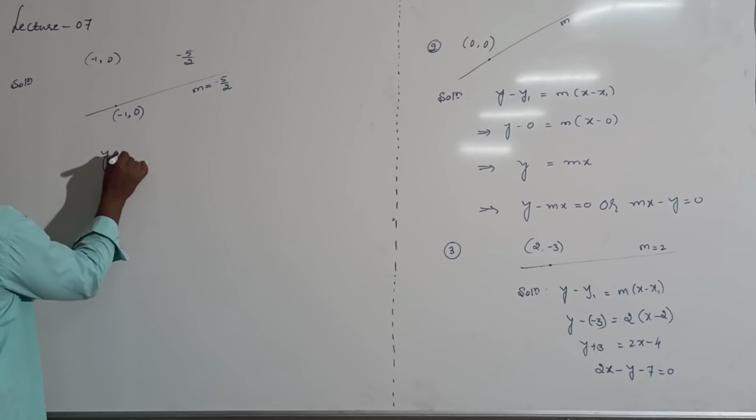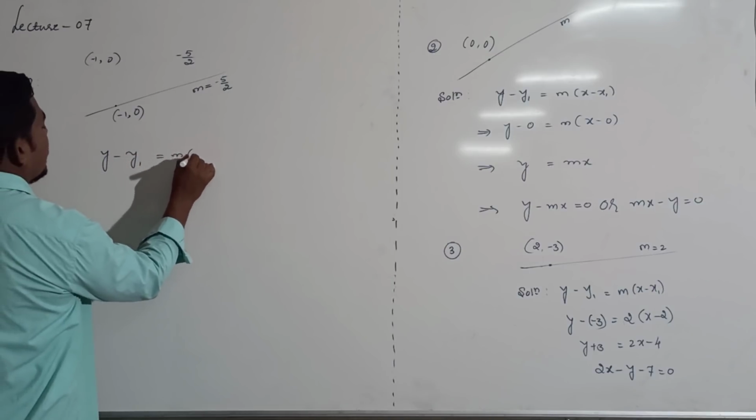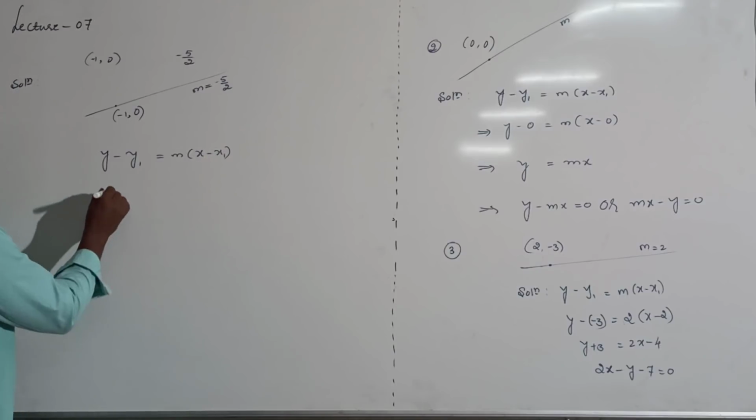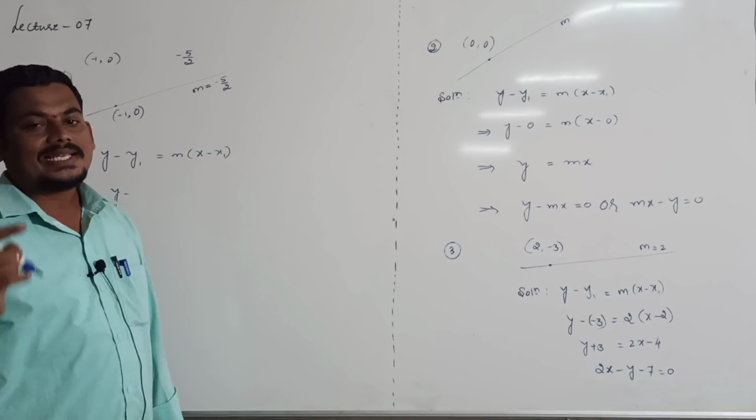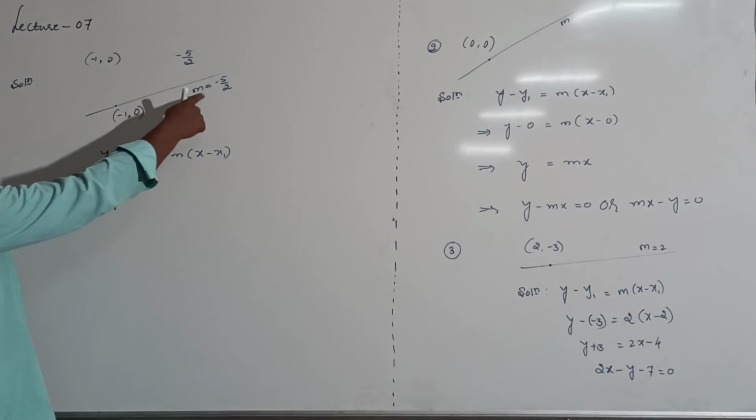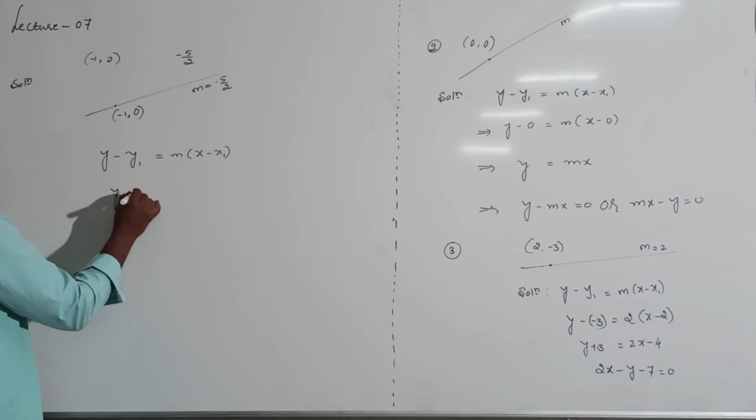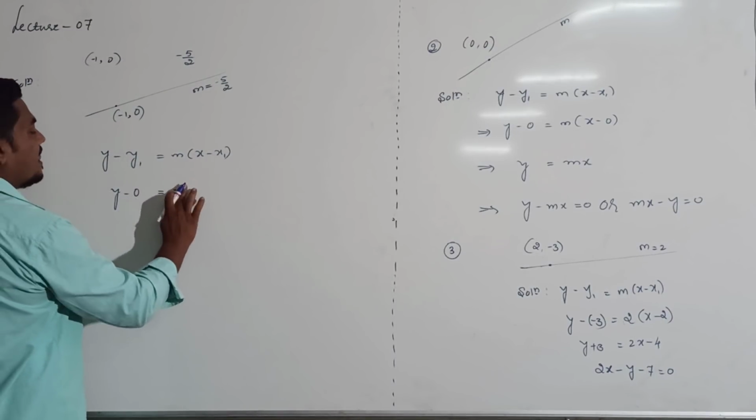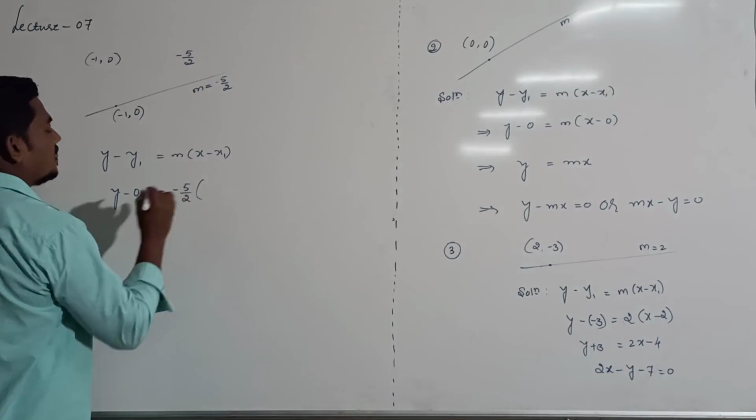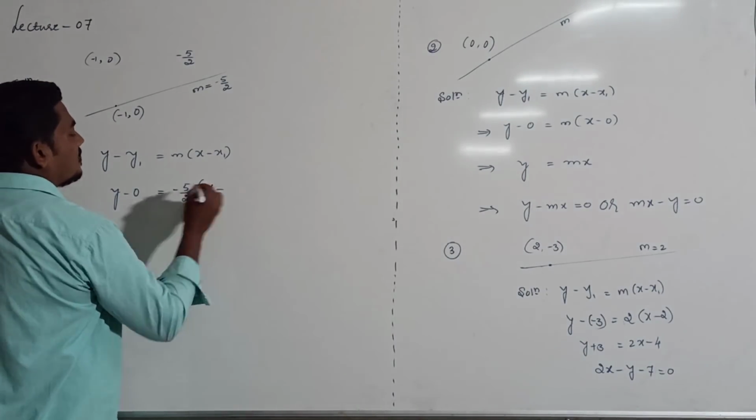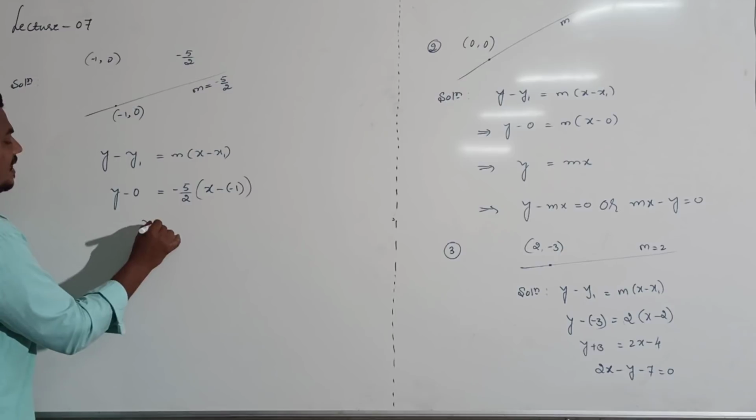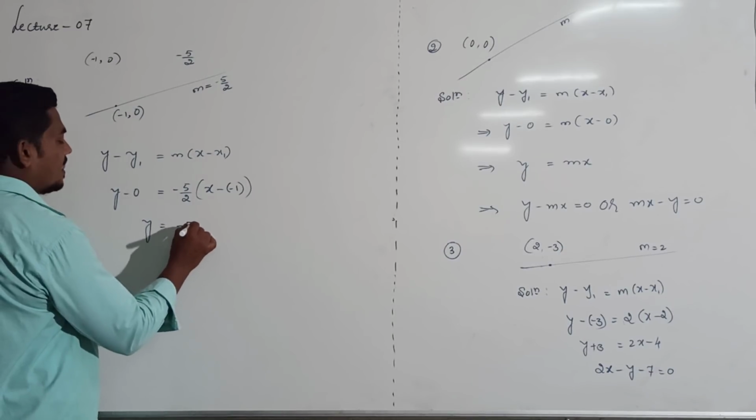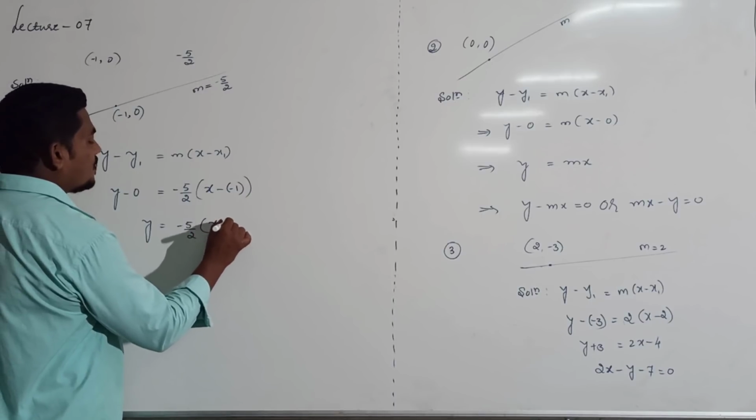Required is y minus y1 is equal to m into x minus x1, right? Then y minus, which one is y1 value? The given point is taken as x1, y1, and m value is the given slope. y1 value is 0. That's equal to, what is m value? Minus 5 by 2 into x minus, what is x1 value? x1 value is minus 1, right? Then y minus 0 is y itself. That's equal to minus 5 by 2 into x plus 1, right?